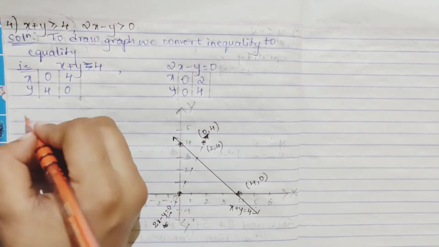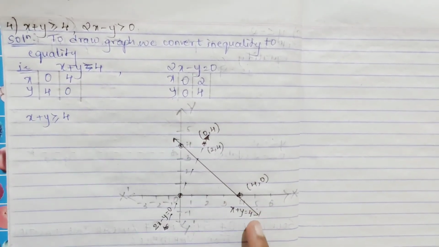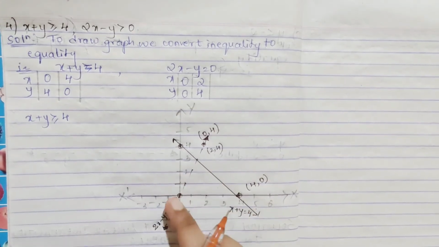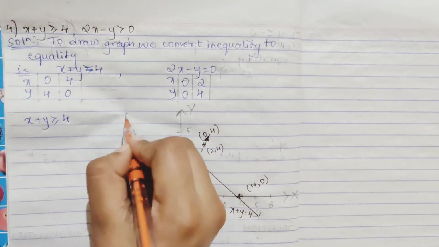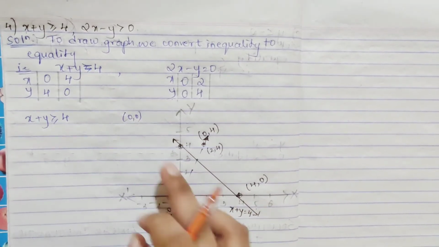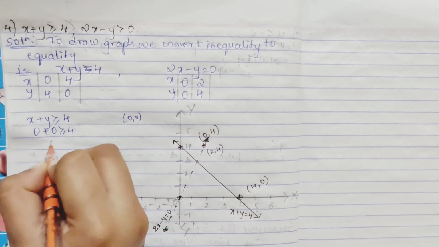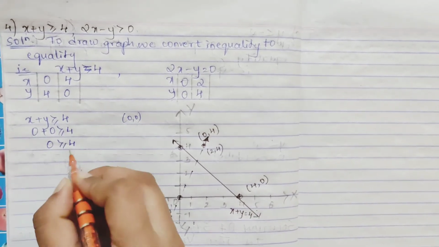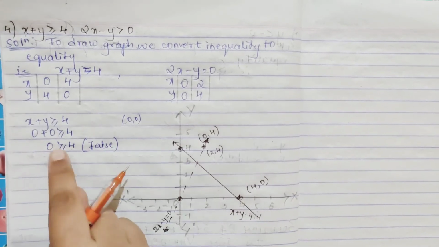First is your x plus y greater than or equal to 4. See, this line is not passing through your origin, so 0, 0 doesn't lie on it, so you can take x, y as 0, 0. Here you can consider our origin. So 0, 0 greater than or equal to 4. Is 0 greater than 4? It's false, right? Obviously it's false because 0 is less than 4.